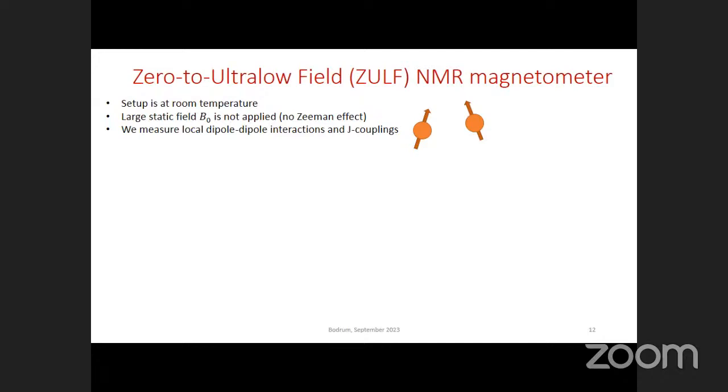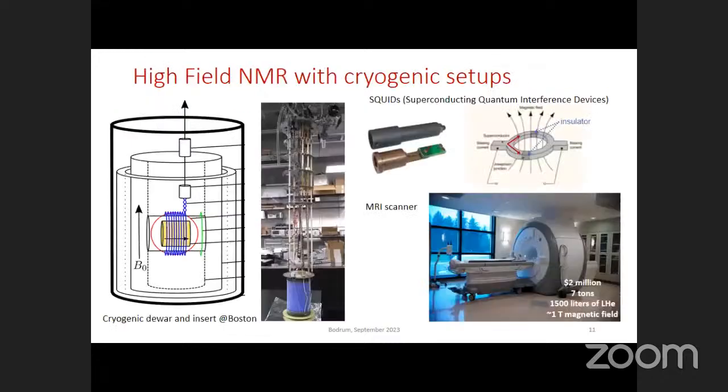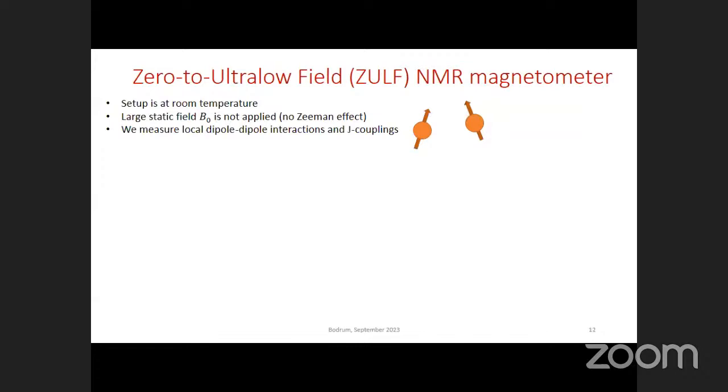There comes, as I say, a little hero to perhaps save the day one day: we could use optical magnetometers to do zero to ultra-low field NMR. So now what I meant by high field was these Teslas, these large magnetic fields that are applied. Zero to ultra-low field means small magnetic fields, so no superconducting coils, no superconducting solenoids, so no cryogenics required. NMR done at very small external static magnetic fields.